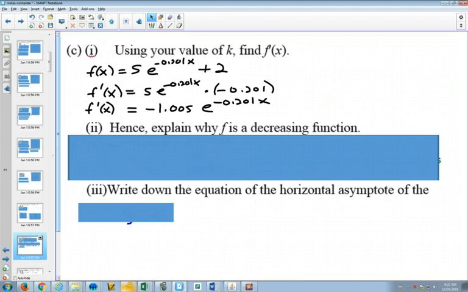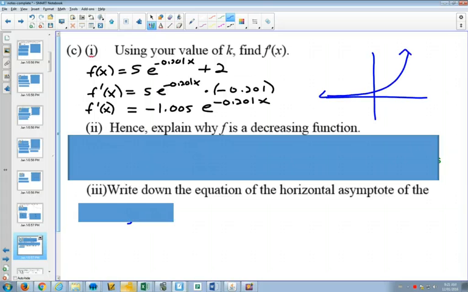Now, something about e to the x. What does the graph of e to the x look like? So we remember that e to the x looks like this.